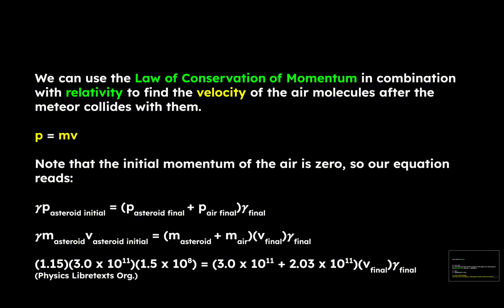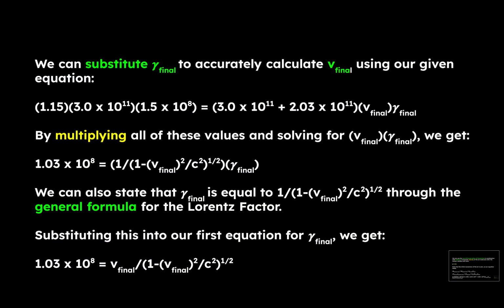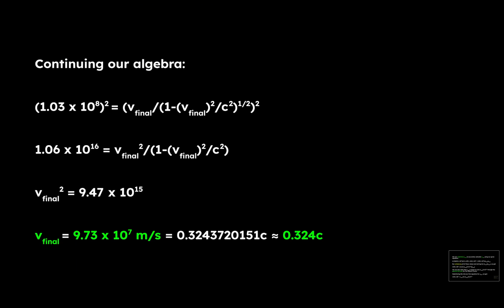Note that the initial momentum of the air is 0, so our equation here reads, with relativity, gamma p asteroid initial equals the quantity p asteroid final plus p air final times gamma final. Note that gamma and gamma final are two distinct numbers. It's going to be important in a second. Substitute gamma final to accurately calculate v final using our given equation here. By multiplying all these values and solving for v final gamma final, we get this. We can also state that gamma final is equal to the Lorentz factor with v final as the velocity. We then can substitute this back in for gamma final. This is what we get. We continue our algebra here. Eventually we solve for v final, which is equal to 9.73 times 10 to the 7th meters per second, or 0.324 c.